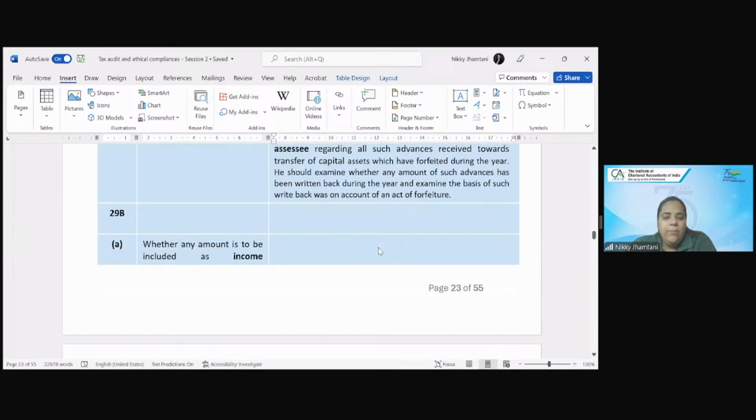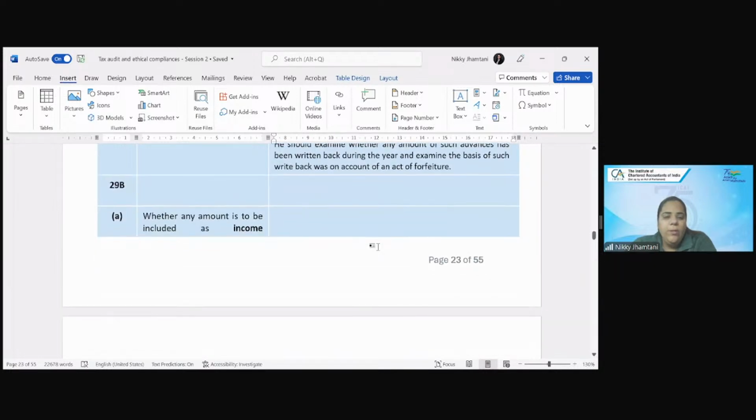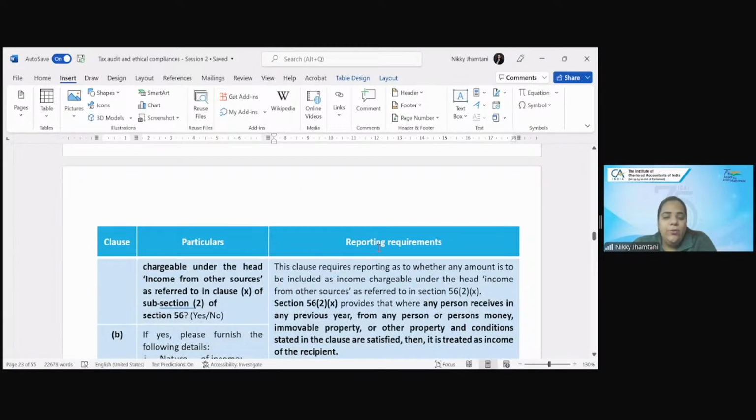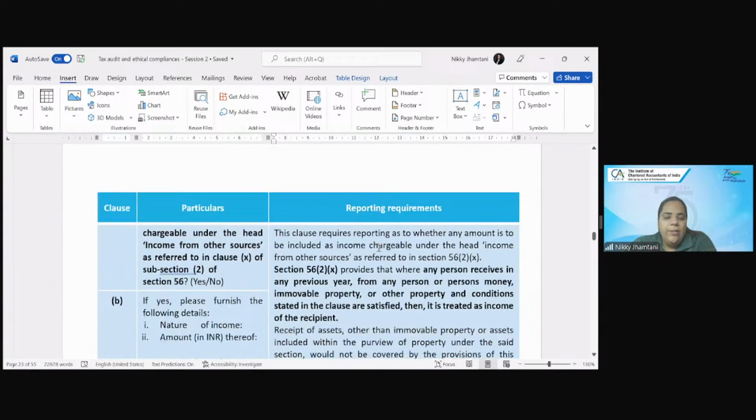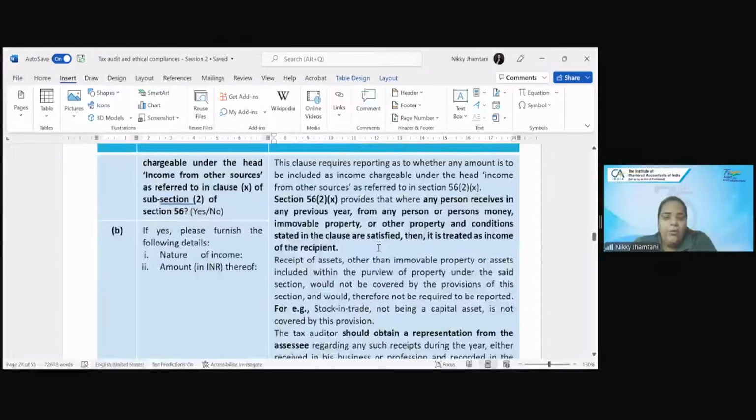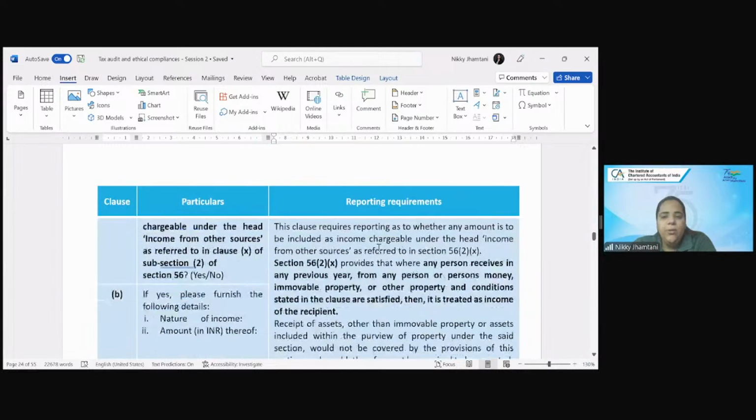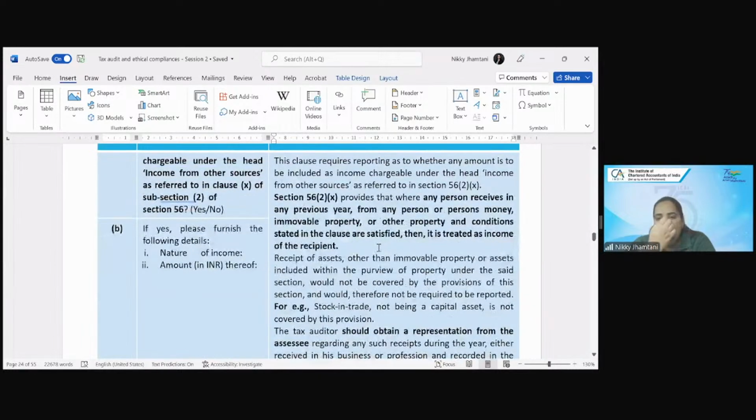Then 29B, whether any amount is to be included as income chargeable under head other sources as referred to in clause 10 of subsection 2 of section 56, yes or no, then again furnish nature of income and amount thereof. So this clause requires reporting as to whether any amount is to be included as income chargeable under the head other sources as referred in 56(2)(x).